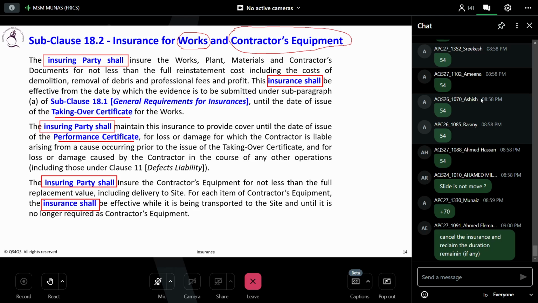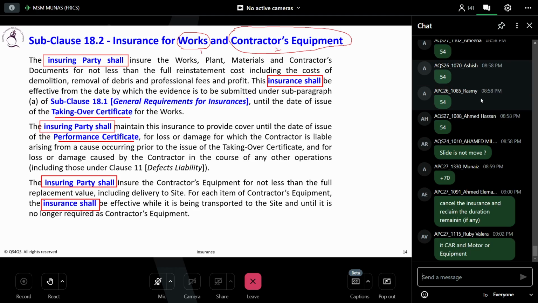So these are two types here. Have you noted down? One is insurance for the works and the other is insurance for the contractor equipment. Have you noted down these two? 1, 2. We'll come to the different types of insurance later on. Okay, we are now focusing on what FIDIC says. Then we'll talk about others.